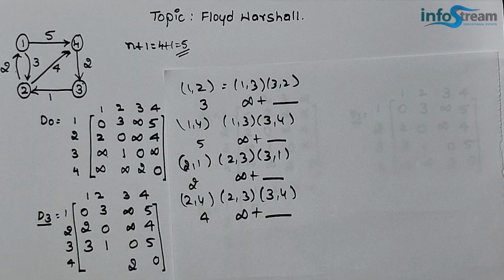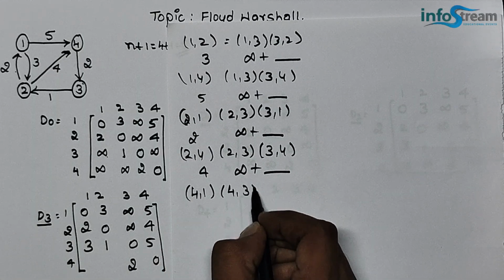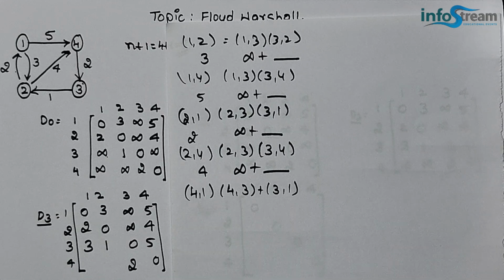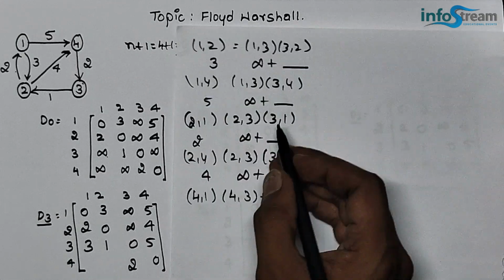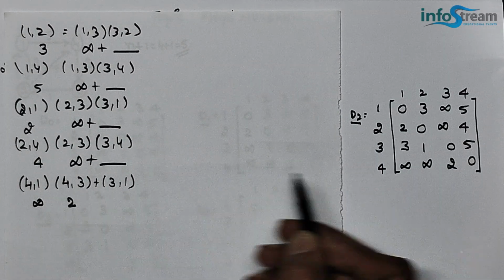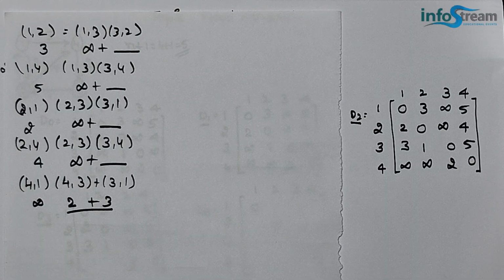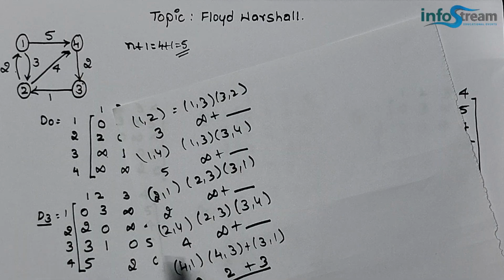Now the last 2 are left, that is 4 comma 1. 4 comma 1 means from 4 you will go to 3, from 3 you will go to 1. The value of 4 comma 1 is infinity. The value of 3 comma 1 is 3. So 3 plus 2 will be 5. Among 5 and infinity, the smaller value is 5. So I will write 5 here.